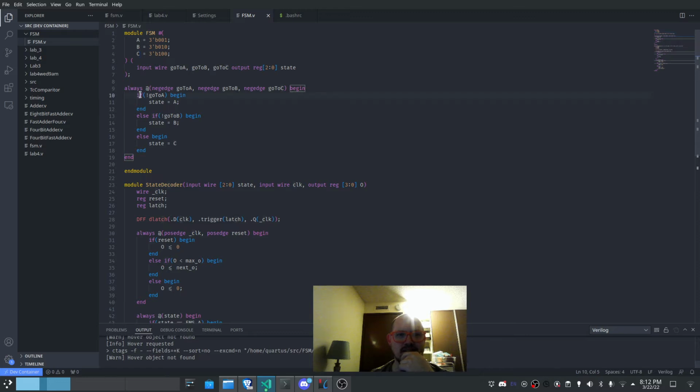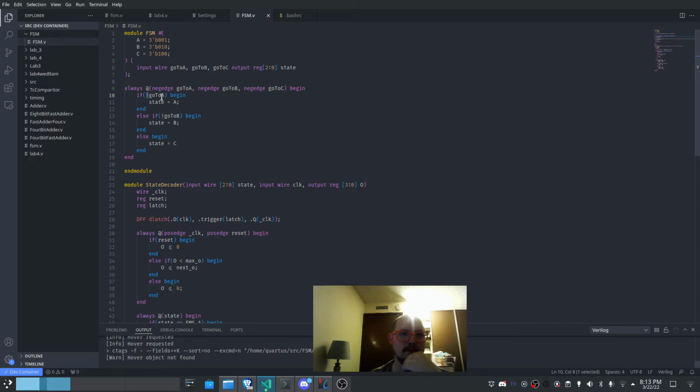I'm just saying if not go to A, then state is equal to A. If not go to B, then state is equal to B. Otherwise, state is equal to C. Now, why the exclamation mark here? That is because we're listening on the negative edge, and we're listening on the negative edge because our buttons on the FPGA, not the microcontroller, are normally high.